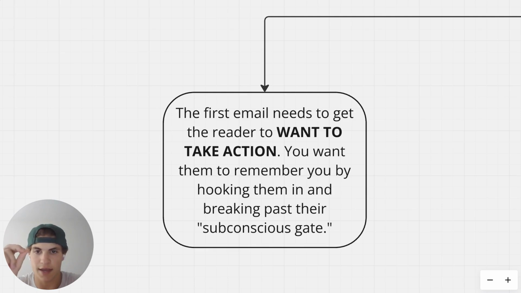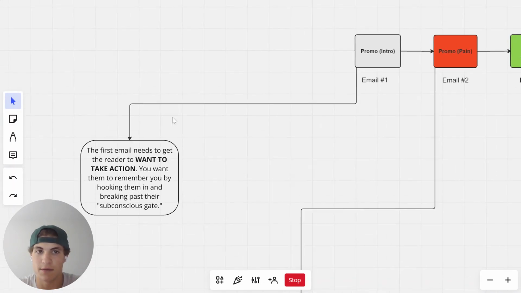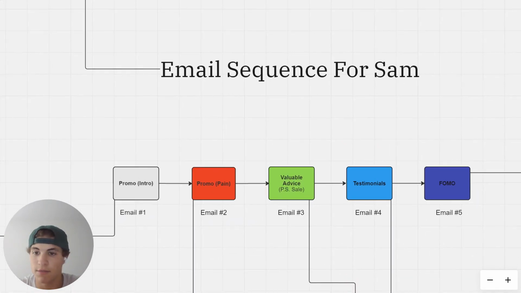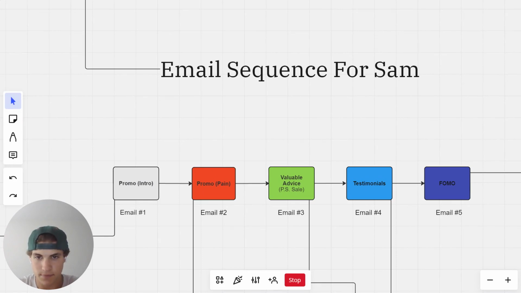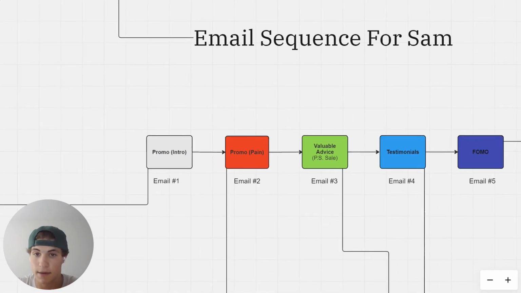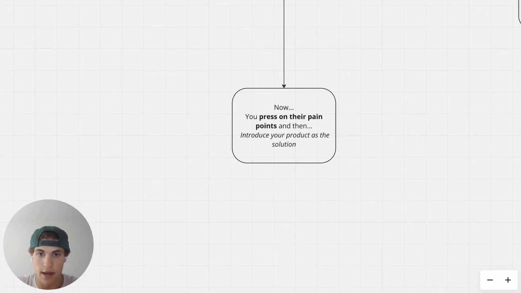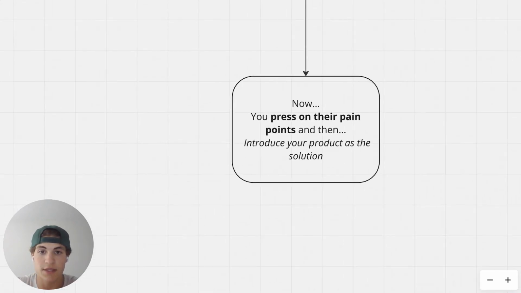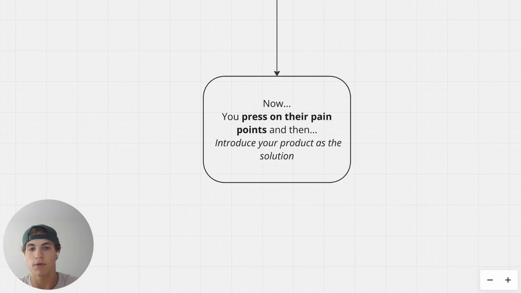You have to get them to want to take action in the first email. You can't just delay it. You can't just dick around, you know what I mean. This email has to get them to want to take action, set them up. Second email, promo slash pain. These are getting into the pain points. Okay. Now you press on their pain points and then you introduce your product as the solution.